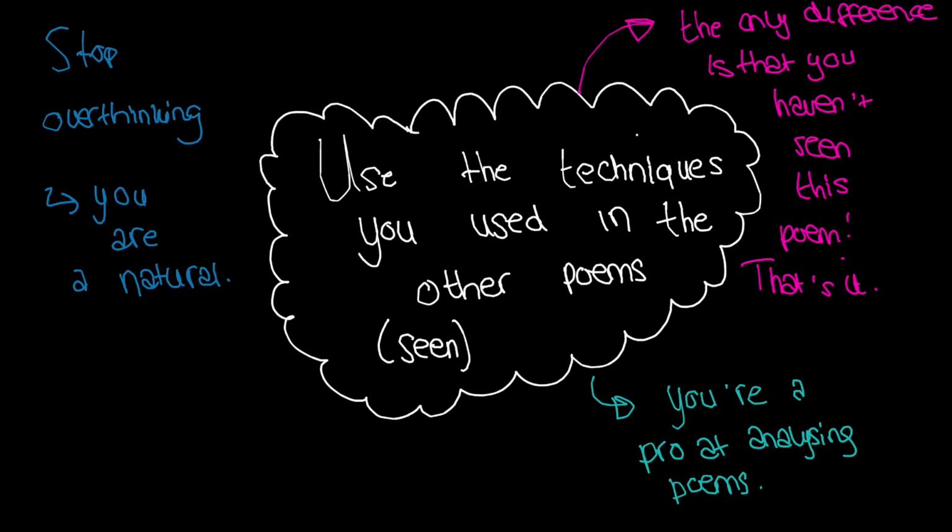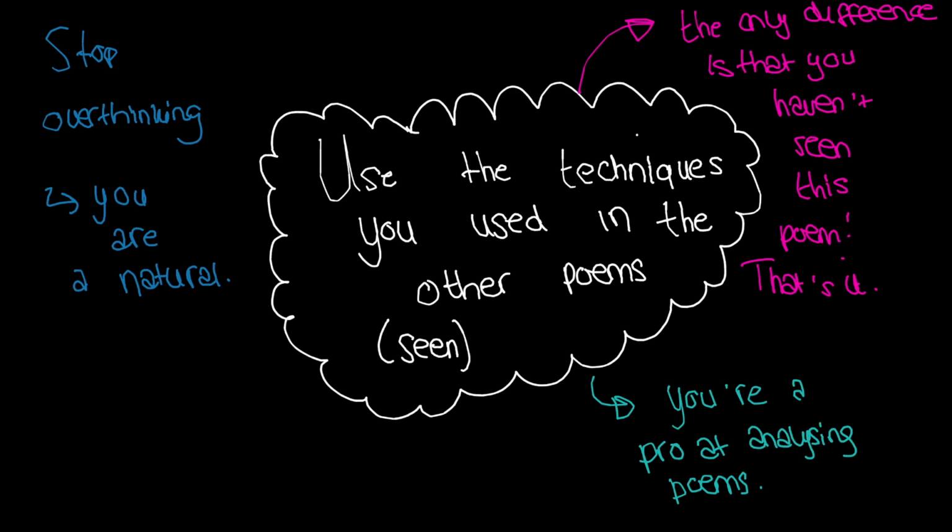If you're looking at sibilance in Ozymandias, you can very well look at the way that alliteration or perhaps sibilance works in this new poem, if there is sibilance or alliteration in this new poem, and maybe it has a similar effect. If you're looking at the way that repetition works in London, for example, you can look at the way repetition works in this unseen poem and perhaps it has a similar effect. Don't be afraid to mooch off your previous hard work, okay?